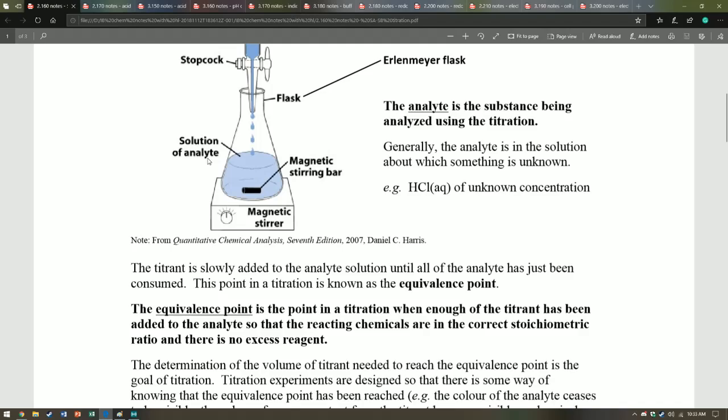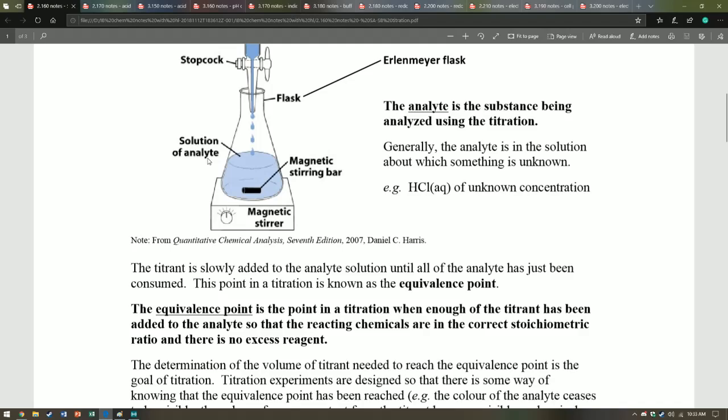Or for redox chemistry, you generally do something called iodometric titration. The reason is that iodine, when you mix it with starch, turns into a very dark blue color, and when that color disappears, that indicates that the reaction is done since there's no iodine left.